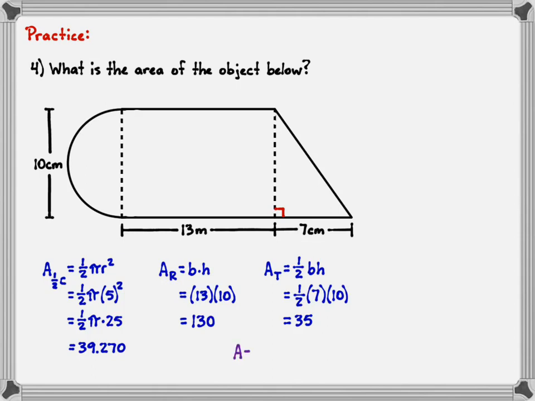To find the area of the whole thing, I'm going to add all 3 things together and then combine those, and so I end up with 204.270. And then the units on this, because it's area, are going to be centimeters squared. Those units are important. Make sure when you're doing your practice problems later on in this assignment that you're including the units, and it's indicated in the problem set.